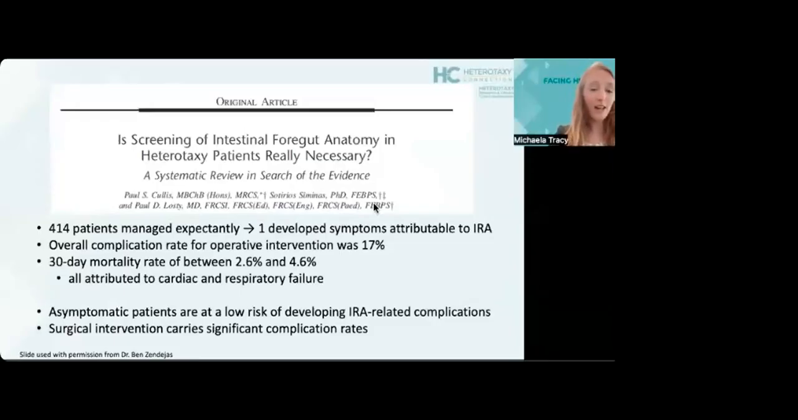Additionally, the 30-day mortality rate for those kids was between 2.6 and 4.6%, very high, and all of the deaths were attributed to cardiac respiratory failure. So this review suggested that asymptomatic patients are at very low risk of developing complications from an intestinal rotation problem, and that surgical intervention actually carries significant complication rates.